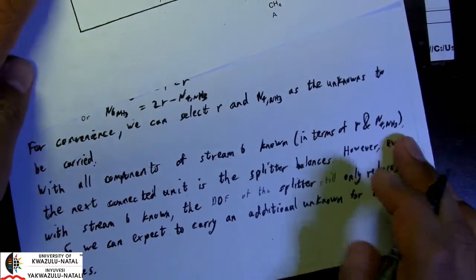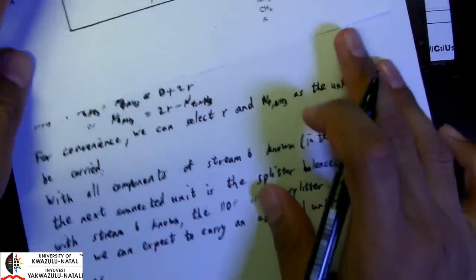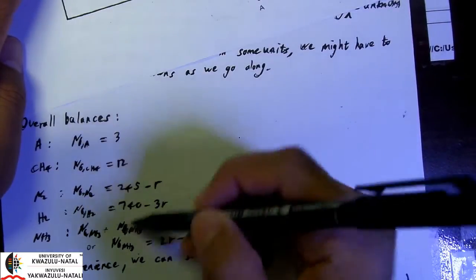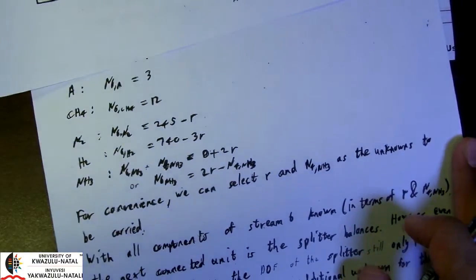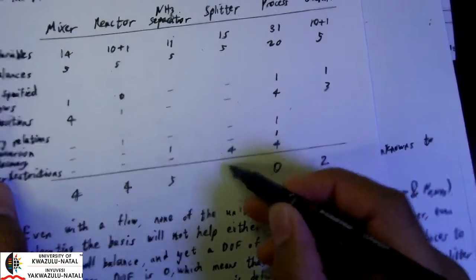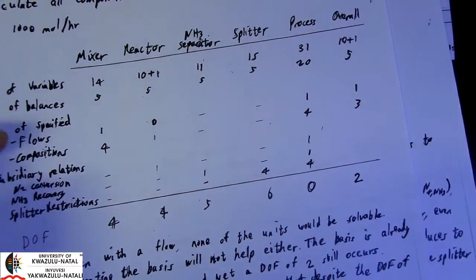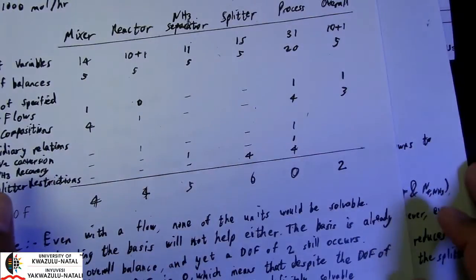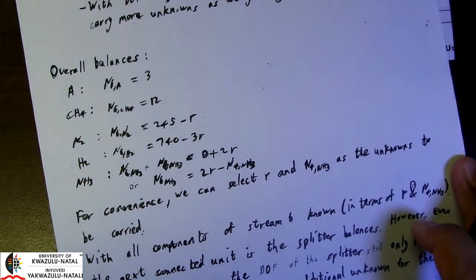Okay, and also note that we have a degree of freedom of 6 for our splitter, and solving for these unknowns, we have 5 unknowns here, which is now solved in terms of R and N4 of NH3. So now ultimately we've only solved for 5 things, so we have a degree of freedom of 1 at our splitter now. So we can expect to actually pick up an extra unknown when trying to solve our splitter. So now let's look at our splitter.